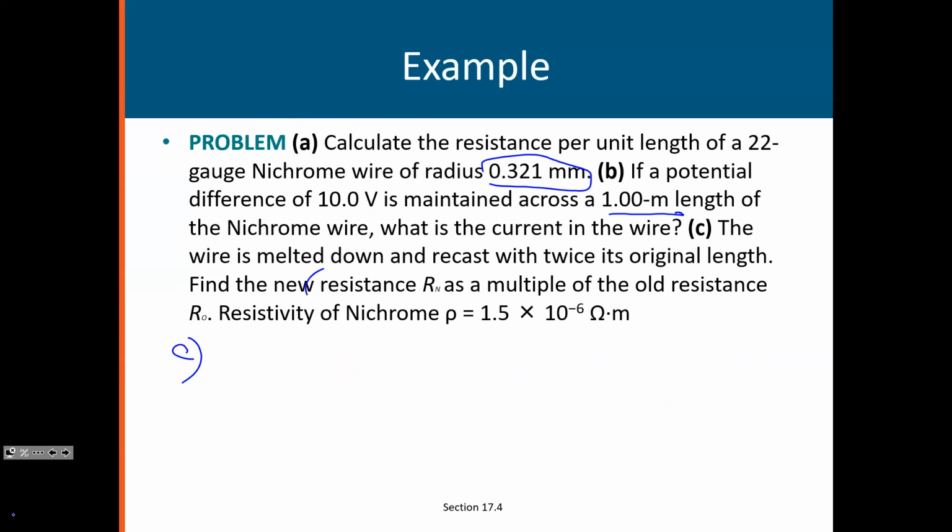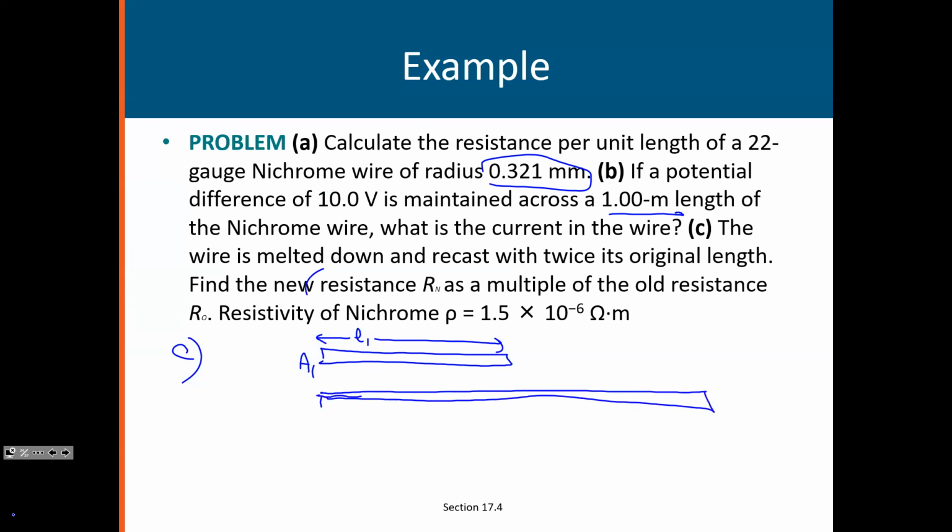The wire is melted down and recast with twice its original length. Find the new resistance Rn as a multiple of the old resistance. Okay, let me explain that. We have this wire. Let's say it has a certain area and a certain length, L1 and A1. We take this wire and we stretch it or melt it and reform it, with twice the length.